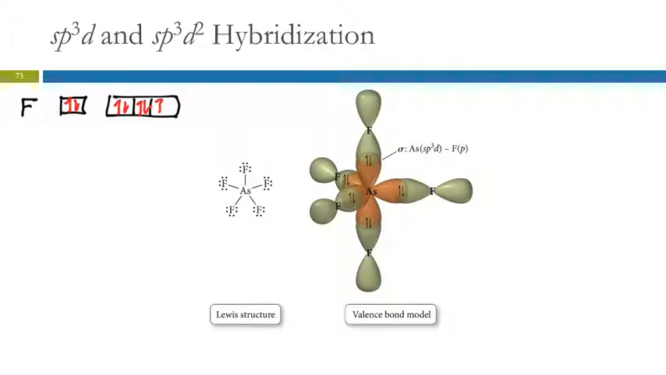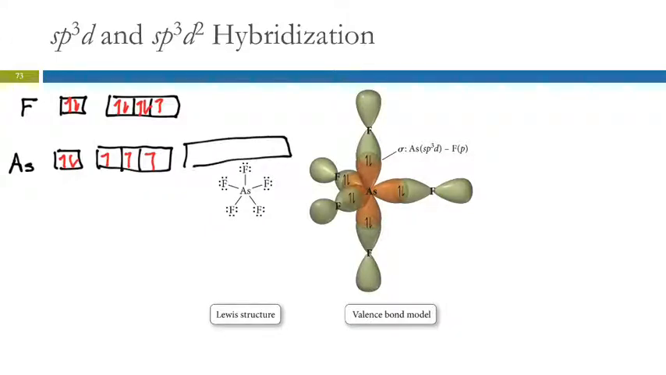And let's look at the arsenic. So arsenic has 5 valence electrons, right? 1, 2, 3, 4, 5. There are also, though, d orbitals there. They're just empty. This is s, p, and the d's.